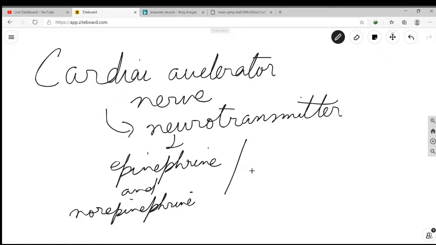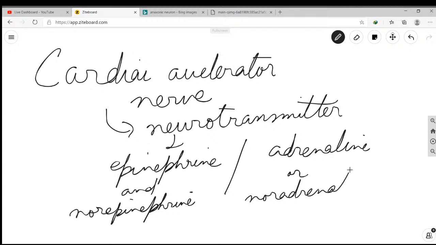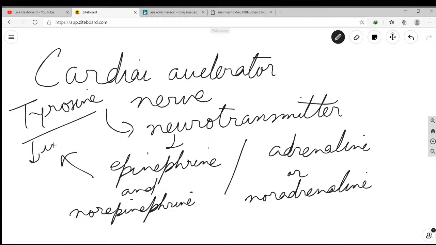These are also known as adrenaline and noradrenaline in the common tongue, right? So these are known as fight or flight hormones. They are made from the amino acid tyrosine, and they increase the heart rate, increase HR, the heart rate.